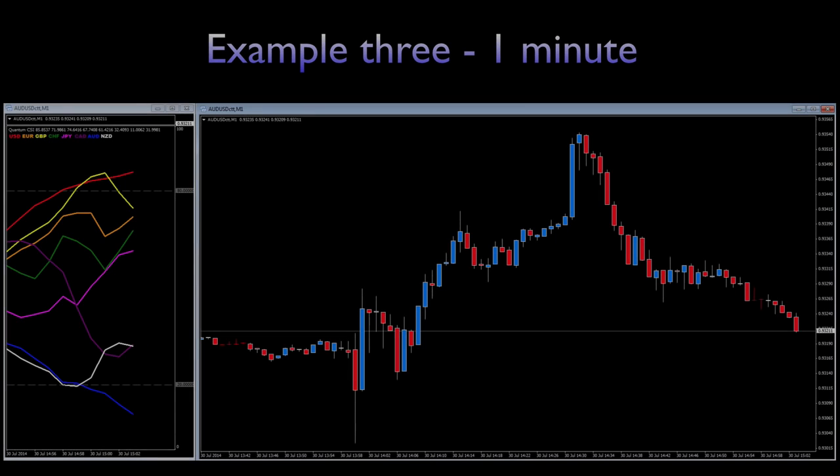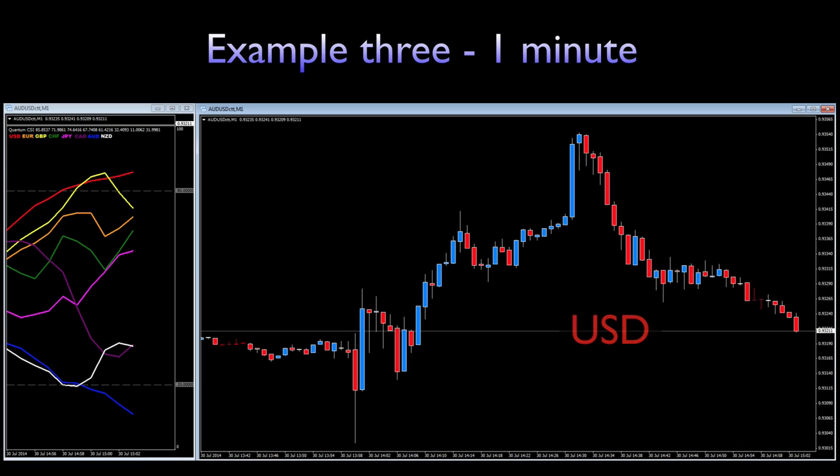Now let's look at some other examples. And here we've gone right down to the 1-minute chart, an out-and-out scalping opportunity. And once again, we start with the indicator on the left. What do we have here? Once again, we've got the dollar, the red line, which is in the overbought region, and to the downside we have the Aussie dollar, the blue line, which is oversold.